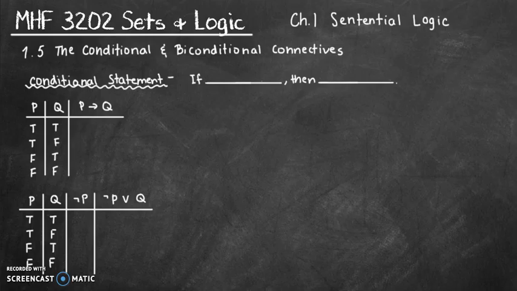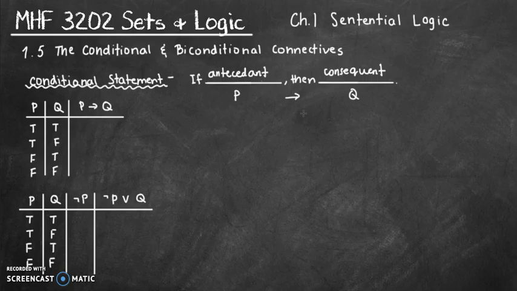Now we introduce the conditional statement, which has the form if P, then Q, in which we call P the antecedent and we call Q the consequent. We also have a new logical connective, which is this arrow, that expresses if P, then Q. The logic behind the conditional statement is that if the assumptions are true, then the conclusion must also be true.